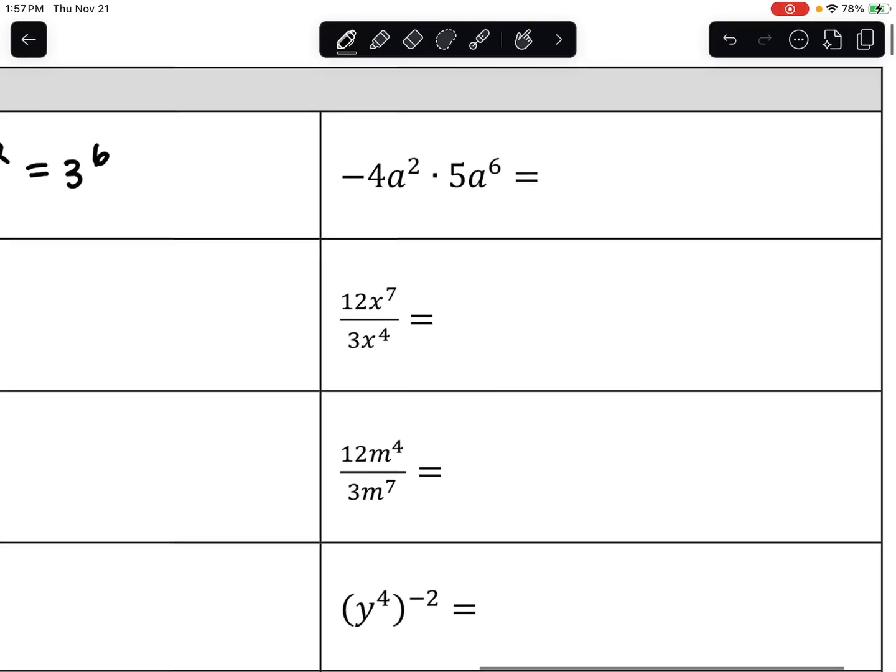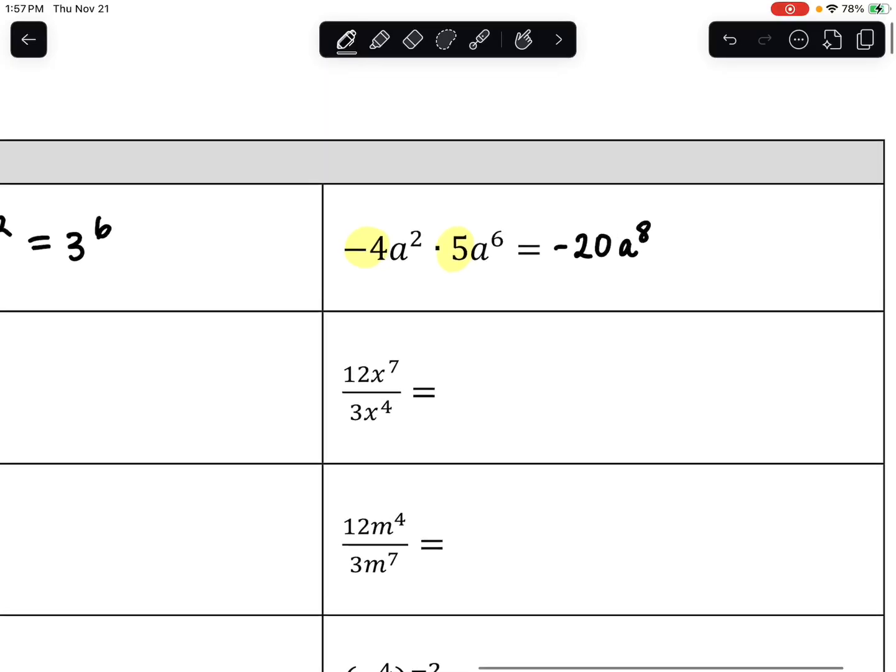And then here, the -4 and 5, those are coefficients. And so those aren't bases of an exponent, so you're just going to multiply those as you usually would to get -20, but then you would add the exponents to get 8. And so always multiply coefficients and then add exponents.